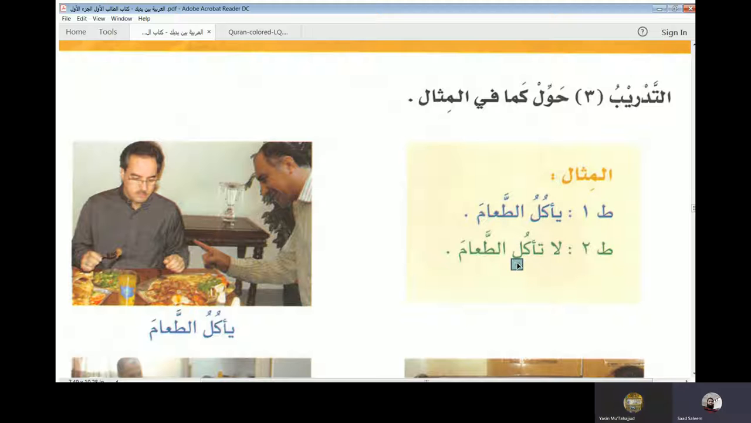The reason is this: in the book Durus al-Lugha al-Arabiyya you learn that whenever there is a sukoon on a verb and after the verb we have alif lam, we change the sukoon into kasra. So that's why we are using kasra here. In reality there is a sukoon here.